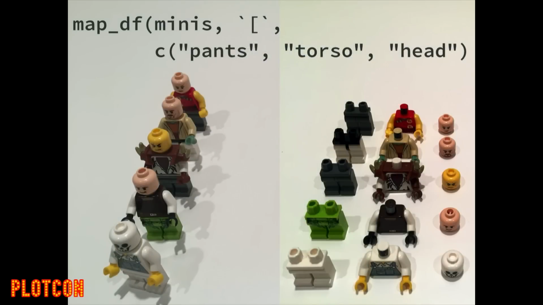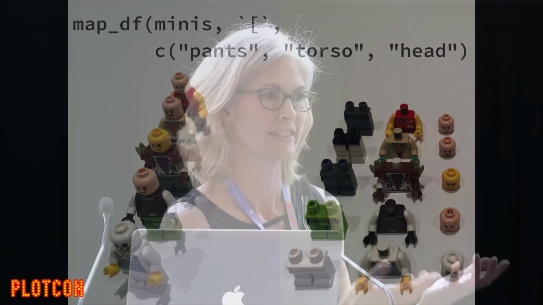And the inverse of PMap, where you take a list and glue everything together into a data frame, is mapdf. So this is an example of one of those. For every element of x, apply f, and give everything back to me as a data frame. So you could start with minis and say, please go in there and get me the pants, the torso, and the head, and split it all back out again into a nice, easy to manipulate data frame.